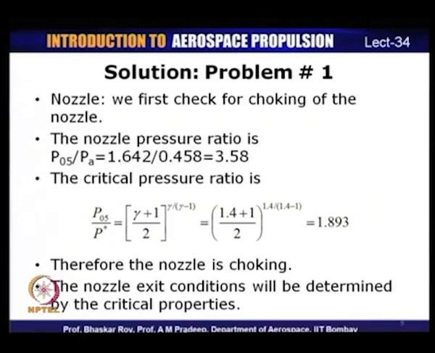So, since gamma is 1.4 here, we get critical pressure ratio P05 by P star, where P star is the critical pressure, as ((1.4 plus 1) divided by 2) raised to 1.4 divided by 1.4 minus 1. So, this pressure ratio is 1.893. What you see here is that the actual pressure ratio is 3.58, whereas the critical pressure ratio is 1.893. So, the actual nozzle pressure ratio is much greater than the critical pressure ratio, and therefore, the nozzle is choking.